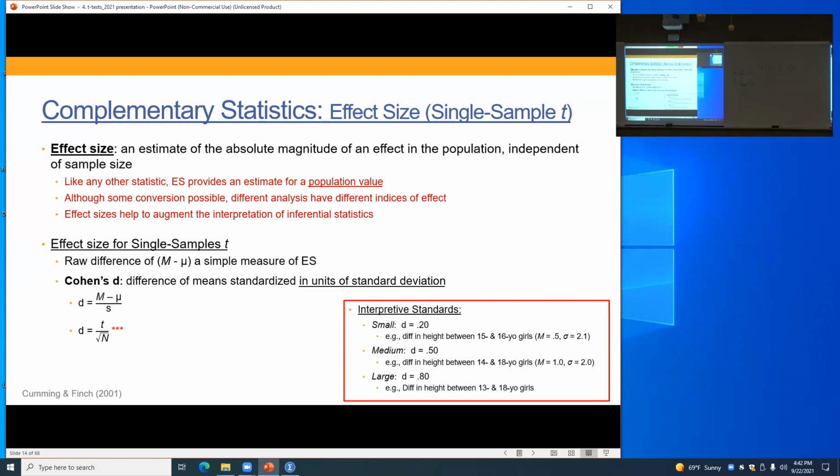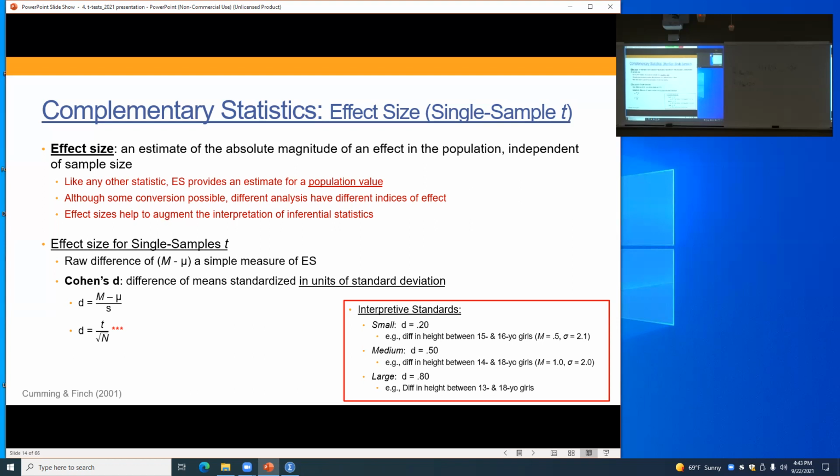Interpretive standpoint, standards or benchmarks for d. 0.2 is a small effect. Cohen, in his book, talks about this, and I think he's just trying to relate things that people understand. So this is consistent with the difference in height between 15 and 16-year-old girls, right? If I took a bunch of 15-year-old and 16-year-old women and put them together, there are going to be systematic differences just based on development, but it's not going to be clear and obvious, right?